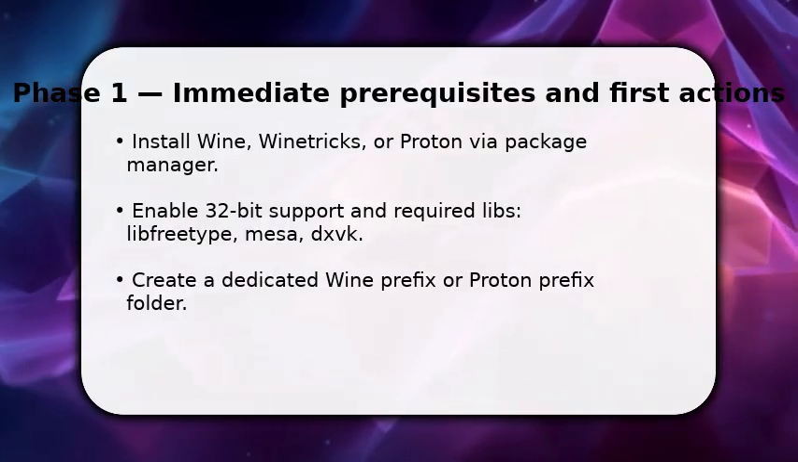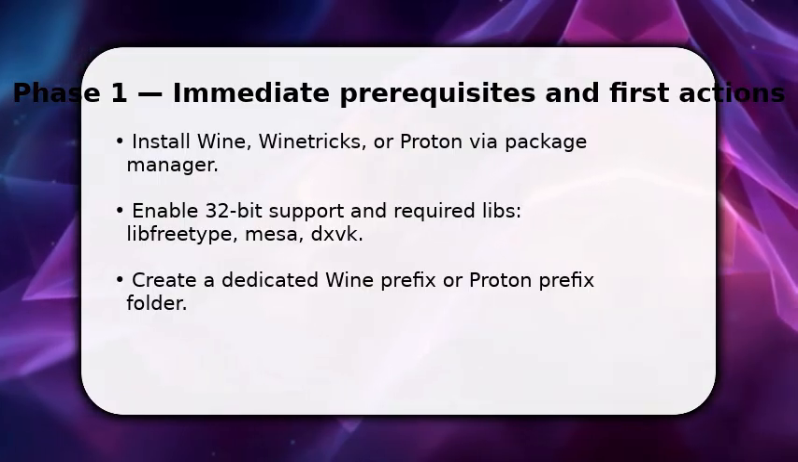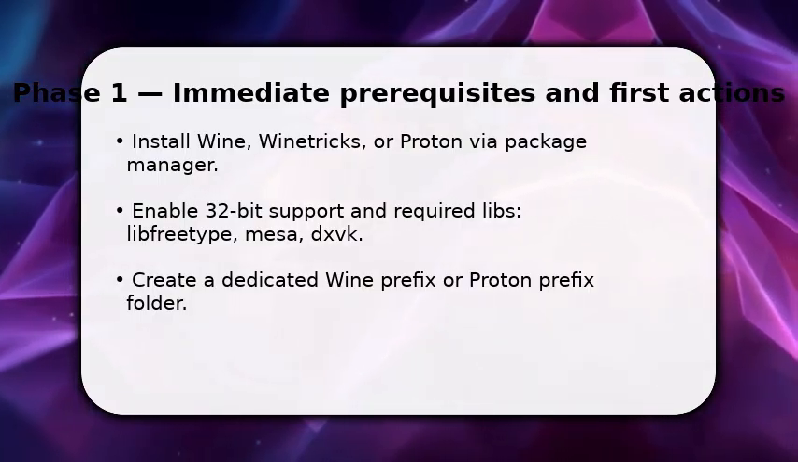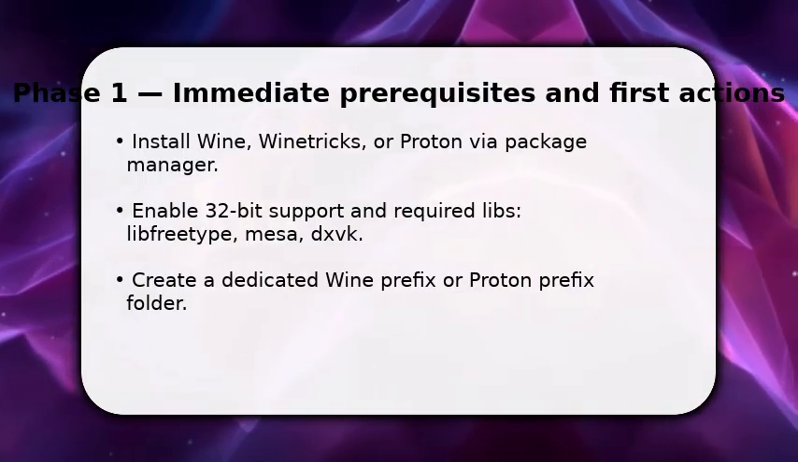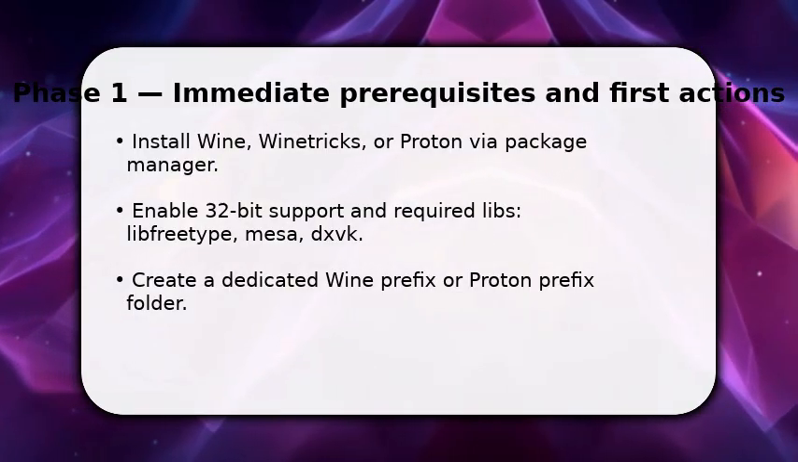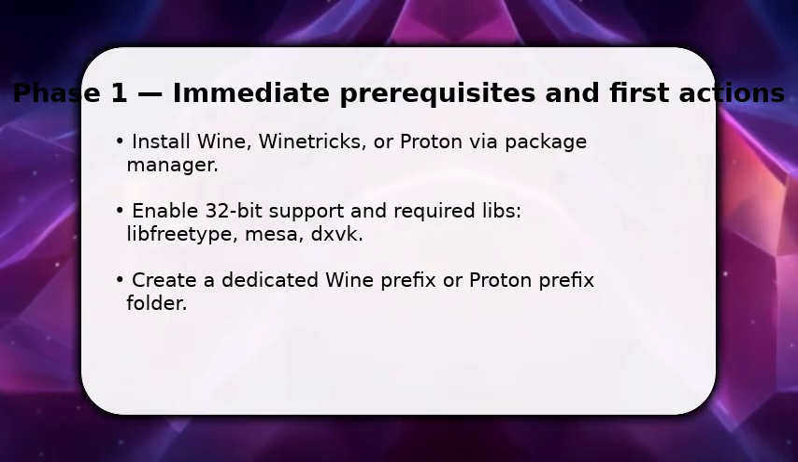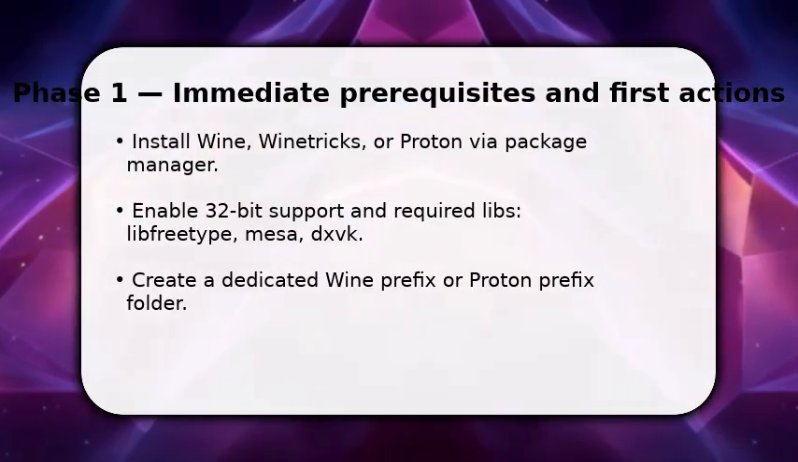Make a dedicated prefix folder so you can test safely without breaking your system. Use your package manager to install packages and run Winetricks to pull common redistributables. This first step prepares the environment so the apps have the libraries they expect.